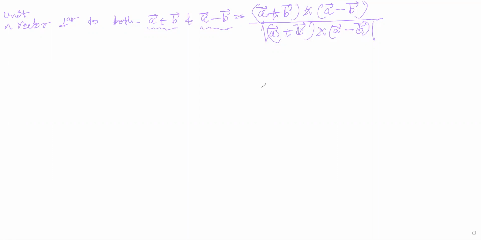Okay, tell me, what is a unit vector perpendicular to these two vectors? A unit vector which is perpendicular to these two vectors, a plus 3b and b minus 2a: a plus 3b cross b minus 2a by magnitude of a plus 3b cross b minus 2a. Correct, right?